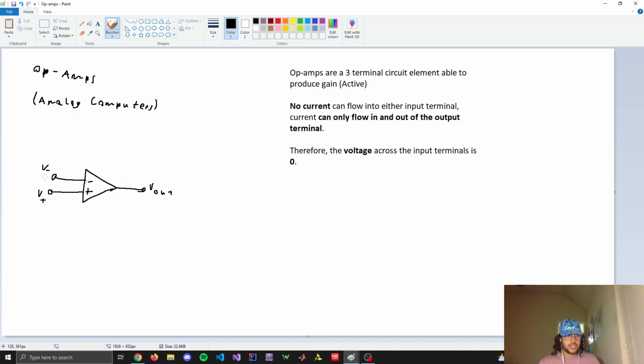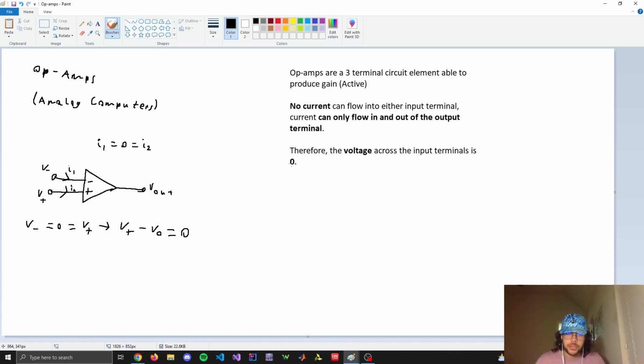The voltage across these two terminals at all points is always 0. Therefore, the current flowing into the op amp is 0. So I just drew those currents I1 and I2. They're both going to be 0 amps. And then V minus is going to be 0, which equals V plus. Therefore, V plus minus V minus is also equal to 0. So these are the golden rules for an op amp.